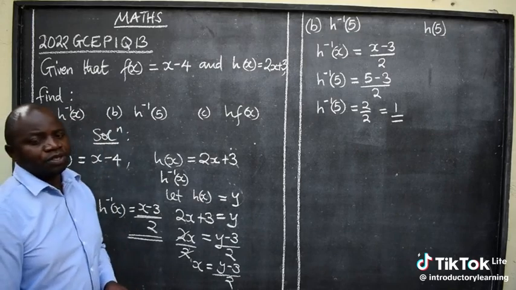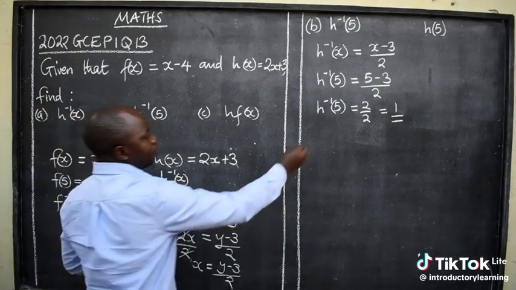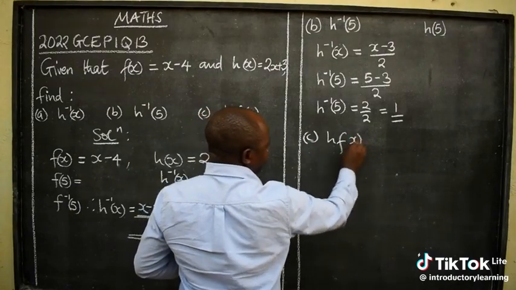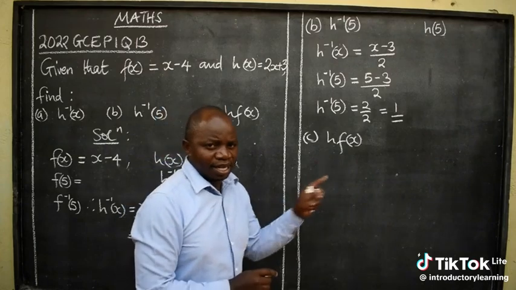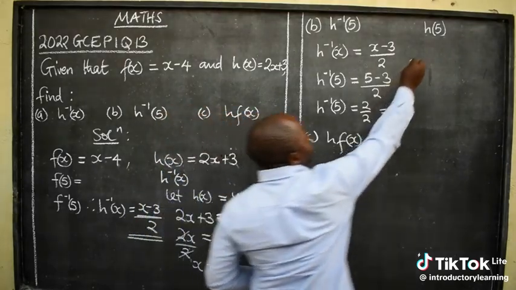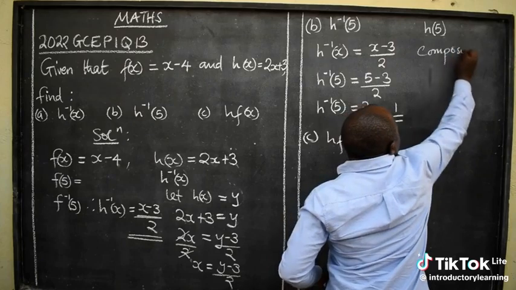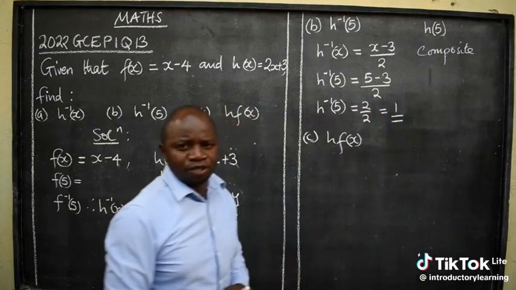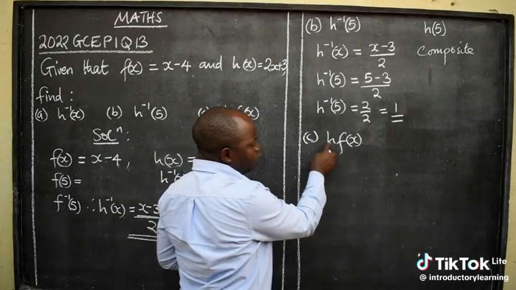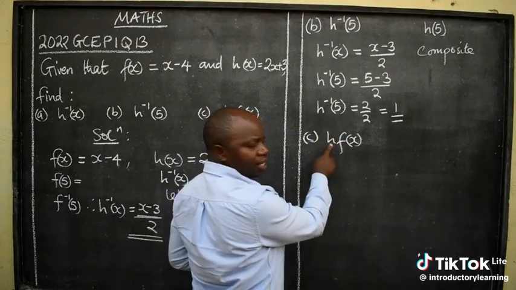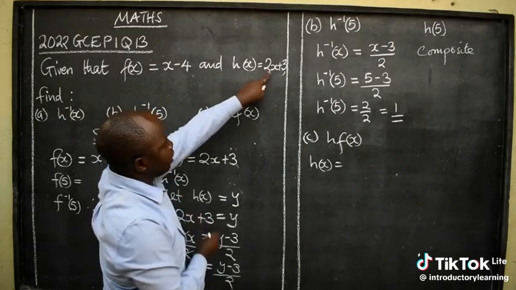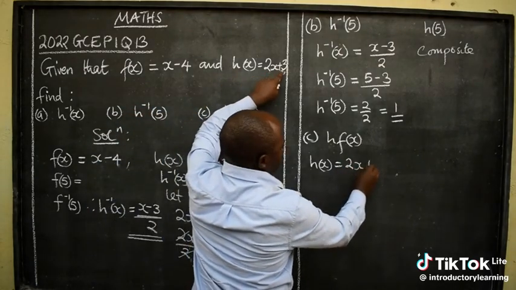We move on to C. C. h of g. These, ladies and gentlemen, are composite functions. Composite. Again, these are composite functions when you see this. Now, what does it mean? We have two functions here. We have function h, which is this one, 2x plus 3.